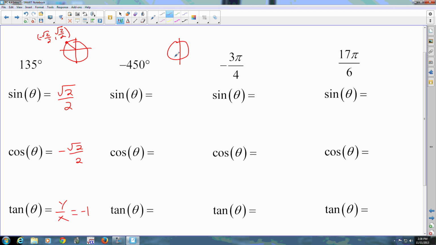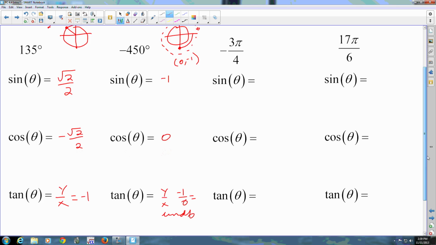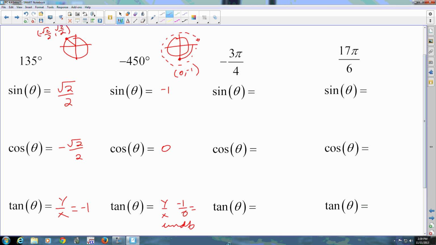Tangent is your y over your x, so y over x, negative 1. Negative 450, okay? So going down is negative, all the way around is negative 360. 90 more is going to plunk you right here. So you're sitting at 0, negative 1. Y value is negative 1, x value is 0. Tangent's y over x, negative 1 over 0. So tangent is undefined. Okay?